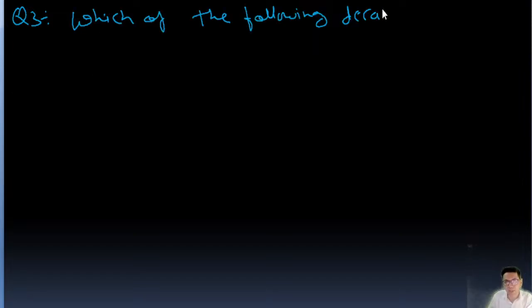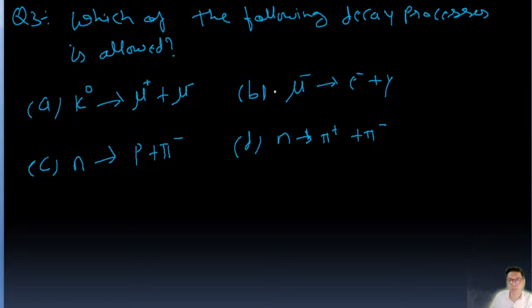Which of the following decay processes? These are the decaying processes given, and we need to select the allowed process. Strong process is allowed, how weak process is allowed, and how electromagnetic process is allowed. That's how I'm going to explain, and in detail I will explain when I will teach you particle physics.